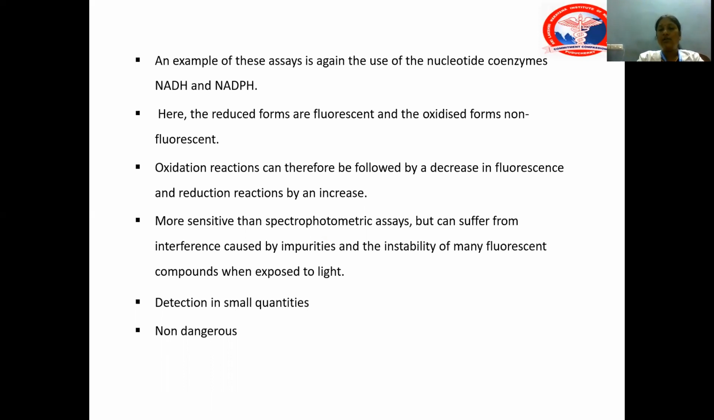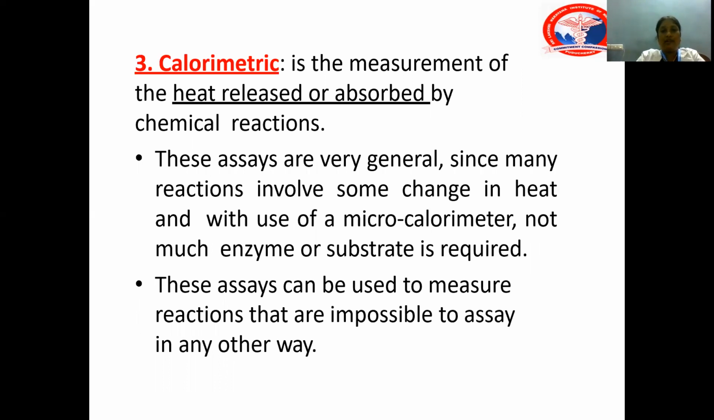The instability of many fluorescent compounds upon exposure to light is another major disadvantage in fluorimetric detection. The advantage is that it can detect small quantities. Even a small amount of substrate or product can be detected quantitatively, and it is non-hazardous as compared to radiometric detection.